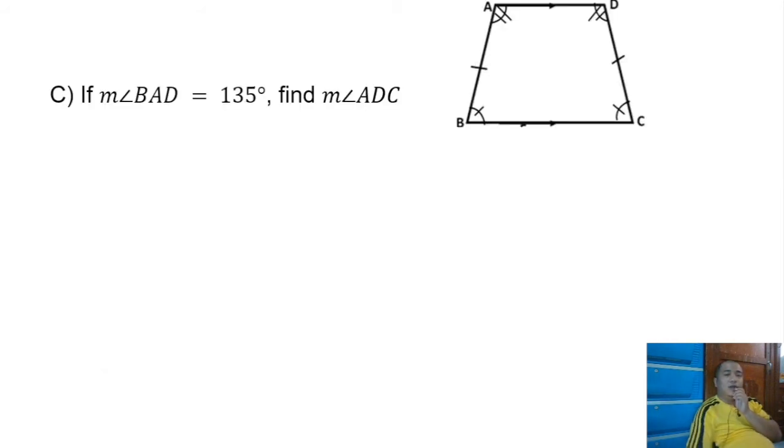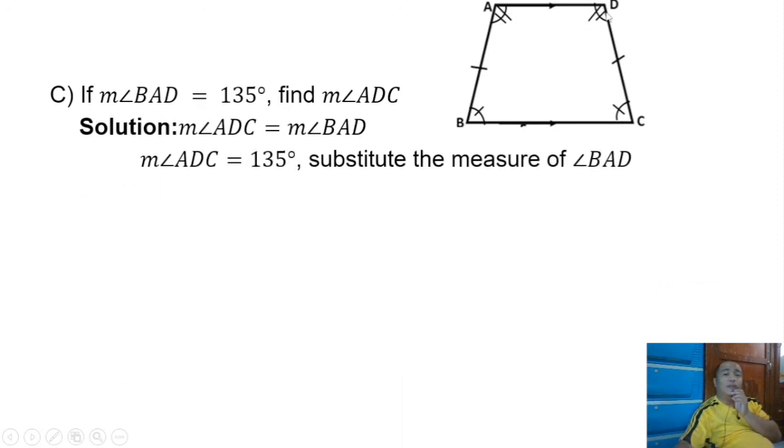Next, letter C. If angle BAD is 135 degrees, find the measure of angle ADC. Here, angle BAD, this one, 135 degrees, an obtuse angle. What's the measure of angle ADC? It's also 135 degrees because they are base angles, they are congruent.